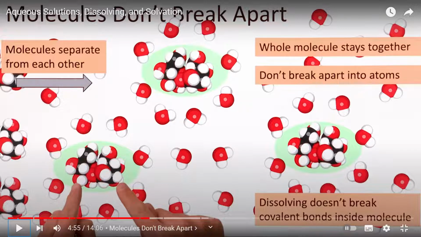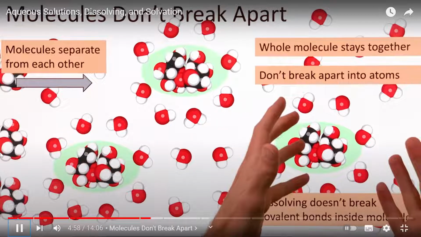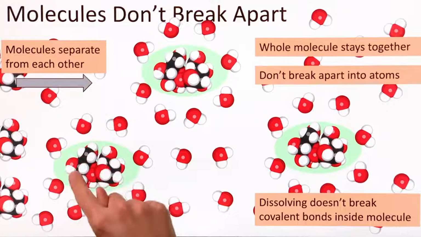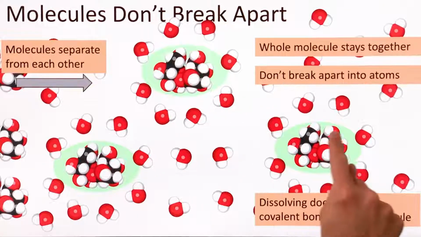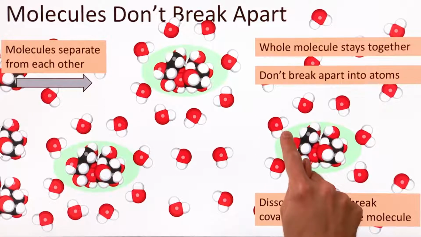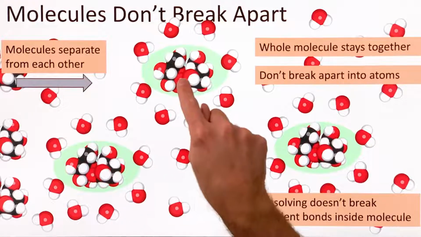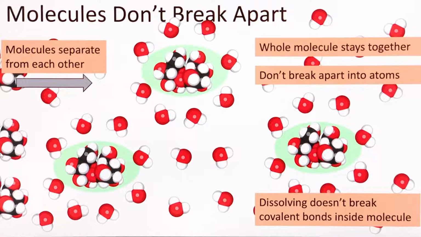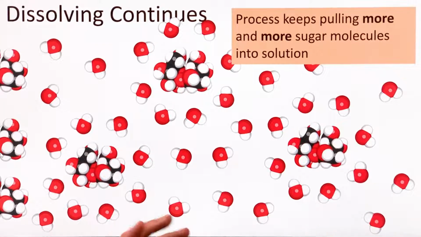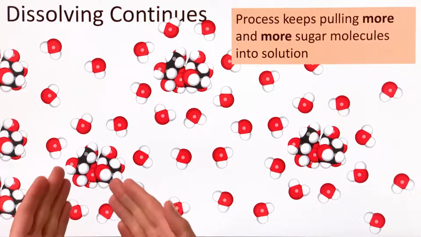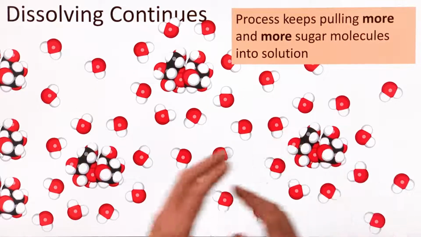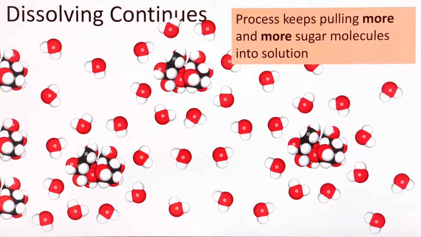Intermolecular forces. Yay. In other words, the dissolving process doesn't break the covalent bonds inside a sugar molecule. The atoms in the molecule stay together as the sugar dissolves. So, as you can see, we have 3 molecules that have come off the surface so far, and this process will keep happening, pulling more and more sugar molecules into the solution.